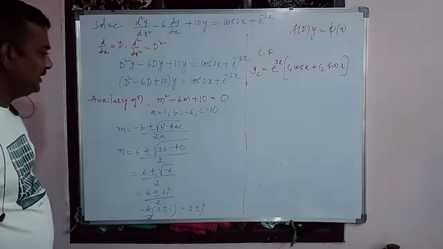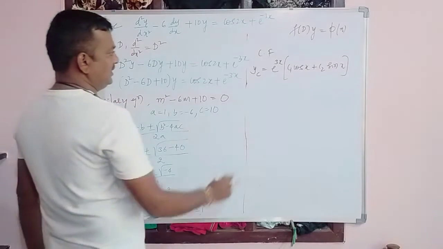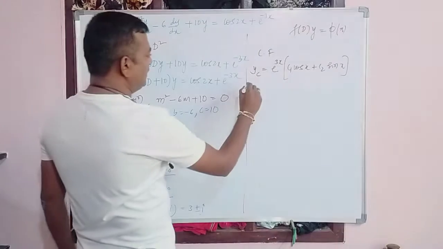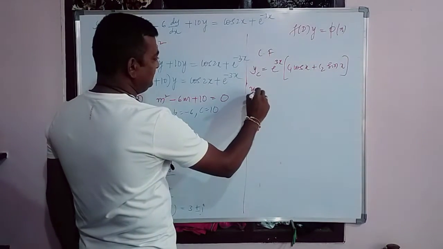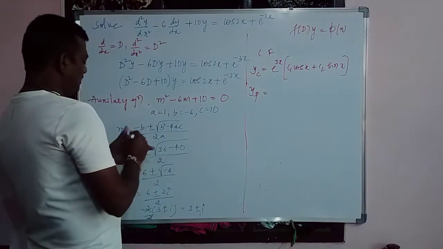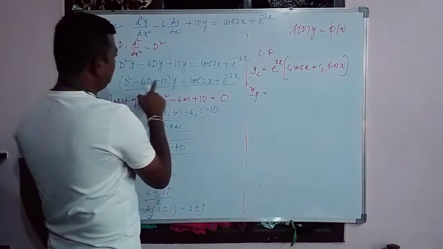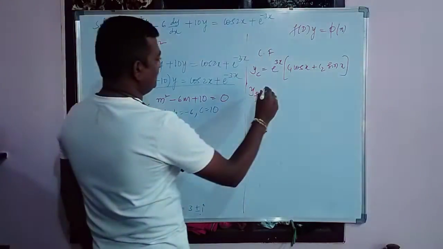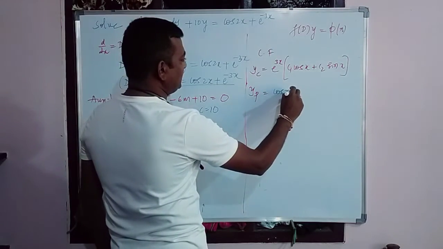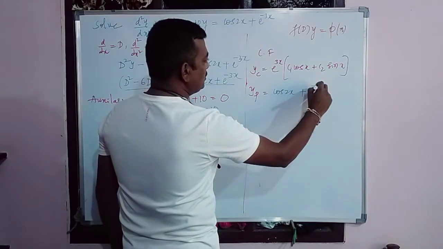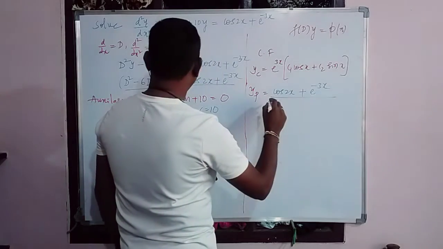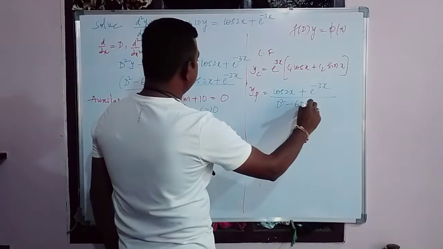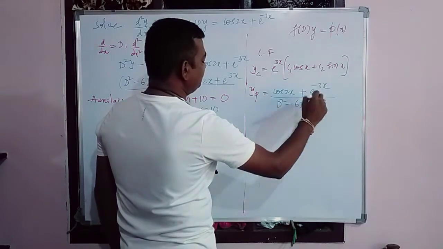This is the complementary function. Now we are going to find a particular solution, that is yp. To find yp, you write y as yp and cross multiply this. So you will get yp equal to cos 2x plus e raised to minus 3x divided by D square minus 6D plus 10.